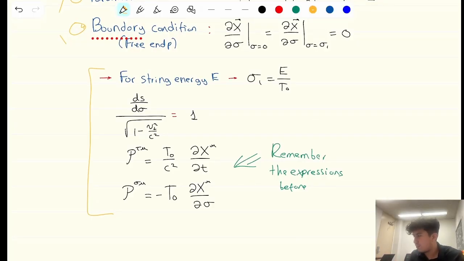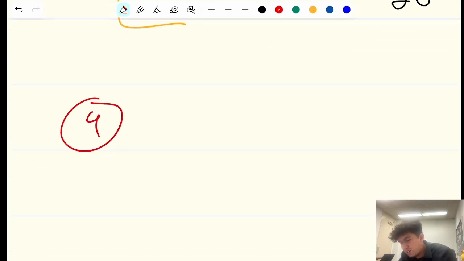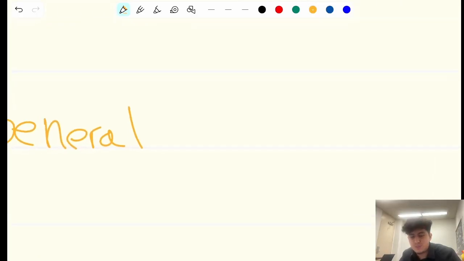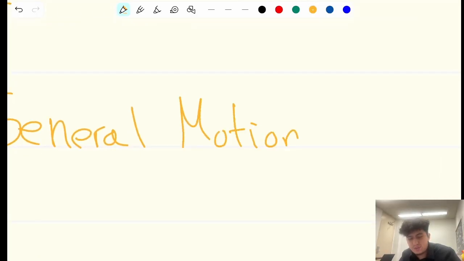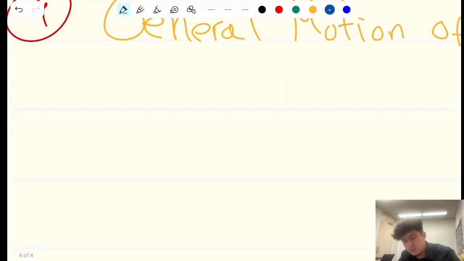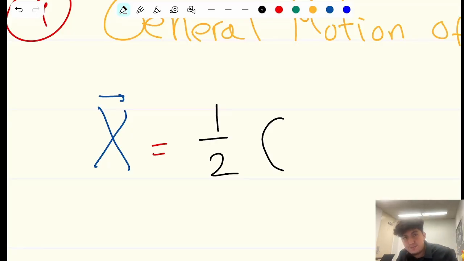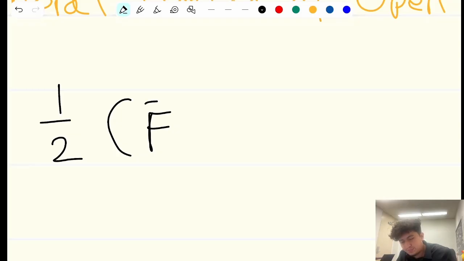Cool. Okay, now that we have derived the equations of motion, we want to solve them. With all the stuff we've done so far, we now want to analyze the general motion of an open string. So I'm just going to start with an ansatz, saying that we can write the string coordinates as the sum of 2 functions.